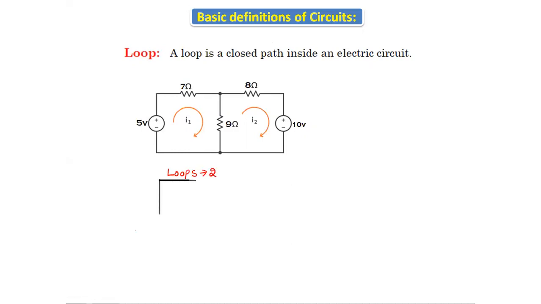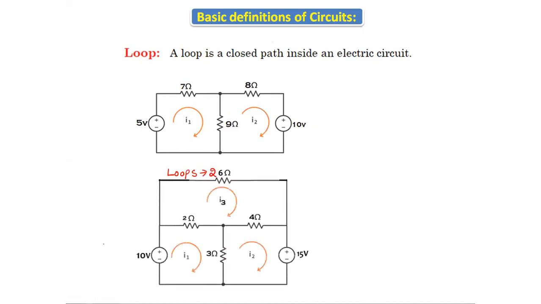Now if we take one more circuit, I will erase this. Here the number of loops in the given circuit is 2. This is loop 1 and this is loop 2. There are two closed paths, that's why there are two loops. The number of loops in the given circuit is 2.